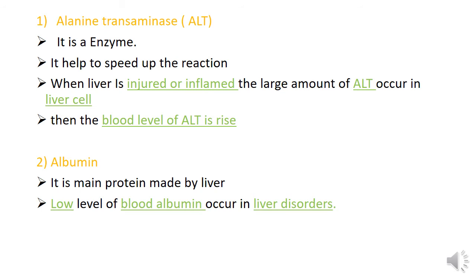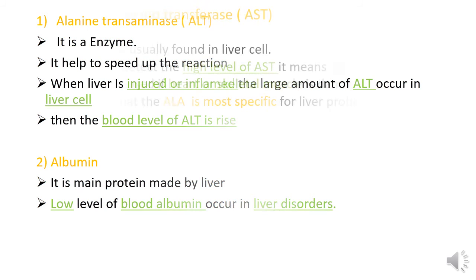Then next is albumin. Albumin is the main protein made by the liver and it circulates in the bloodstream. The ability to make albumin is affected in some types of liver disorders, which means a low level of blood albumin occurs in liver disorders. Because of the liver disorder, the albumin level decreases.